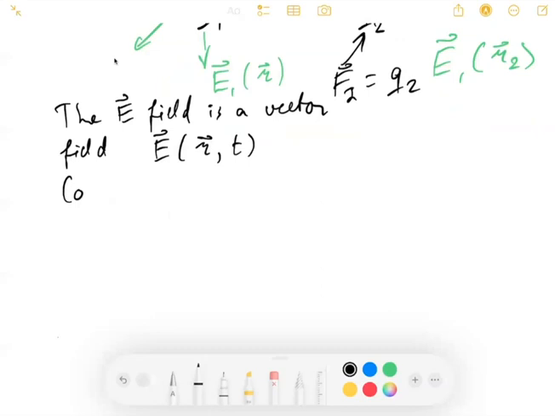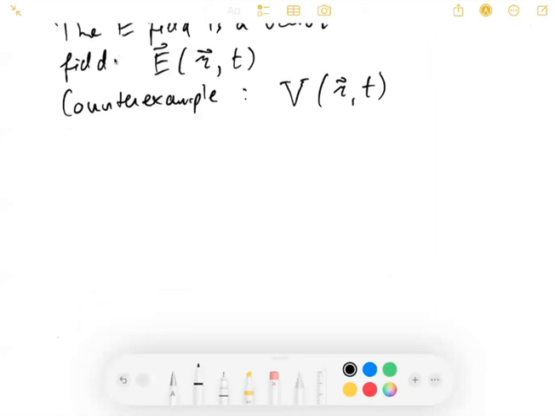So, counterexample. The potential, which could be a function of R and T, this of course is a scalar field, right? Because it's a scalar thing. It could be positive, could be negative, but it certainly does not have direction. Okay, so that's electrostatics. And then of course, magnetostatics.